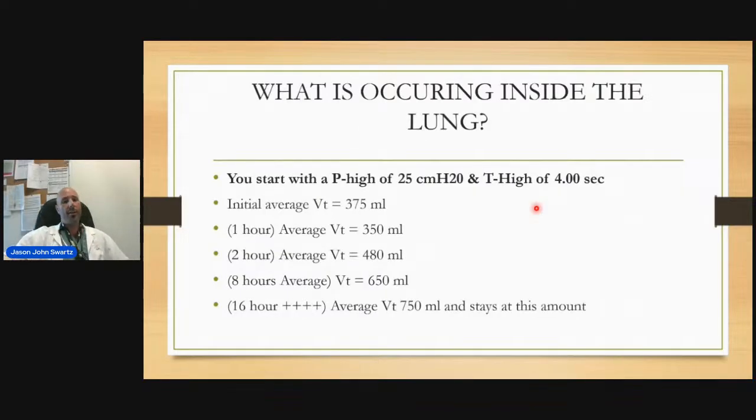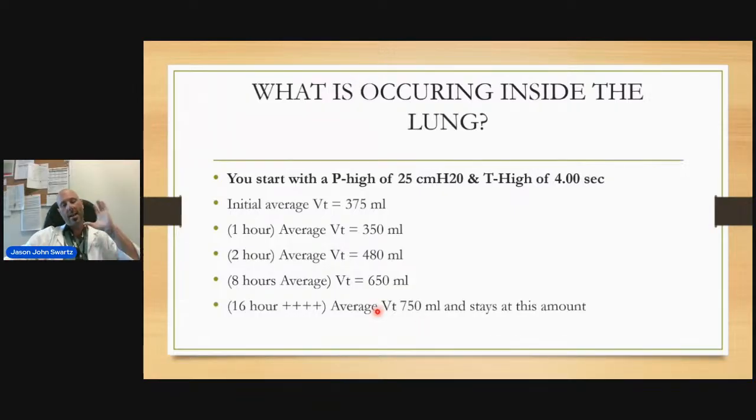So one of the cool things with the P high is, let's say you're at 25 centimeters of H2O, you're stretched out with 4 seconds, and the initial average during the releases is 375. Then an hour later, it's 350. Then 2 hours later, it's 450. Then 8 hours, it's 650. And then 2 shifts later, it's 750, and it stays at this amount.